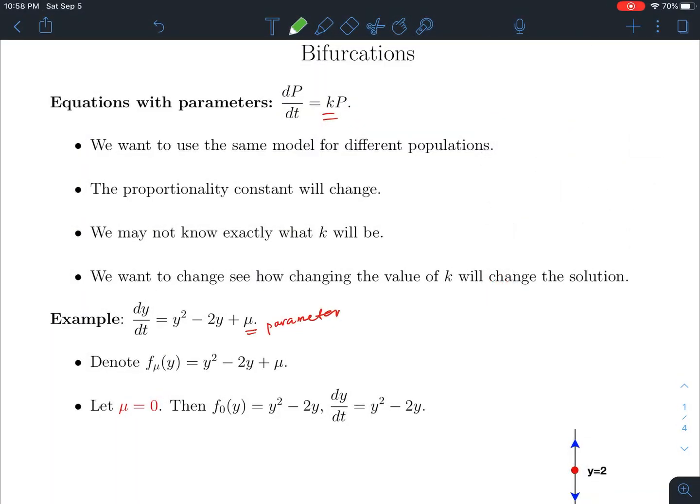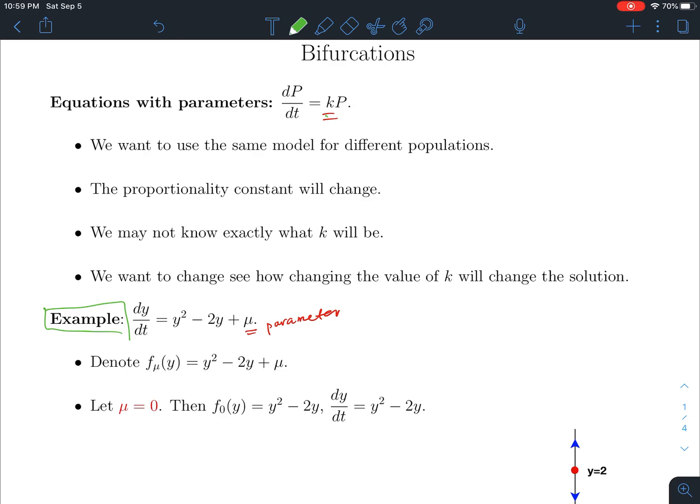So when we study autonomous equations, we use the phase line to analyze the solution. A lot of times for autonomous equations, you might have a parameter involved in your equation. For example, the population model we studied before, where k is a parameter for different species. This k value will be different, and we want to see how the solution changes with different values of k. And we use the next example to introduce bifurcation analysis.